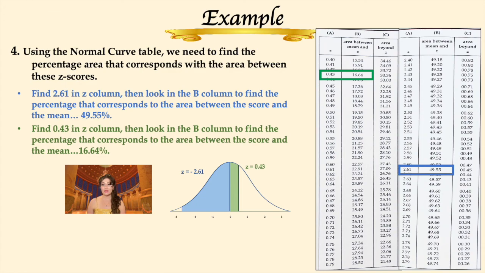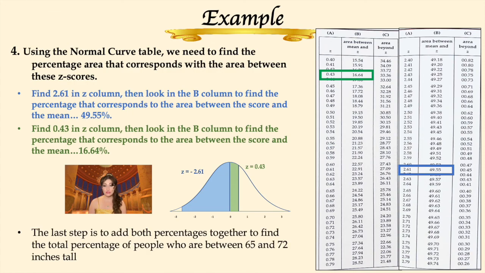So now our distribution would look something like this. The area for Z-score of 0.43 is shaded in green. The area for Z-score of 2.61 is shaded in blue. Our goal is to find the area of the total shaded section. So what we need to do is add up the percentage of the blue with the percentage of the green, because that's going to give us the total area under that curve.